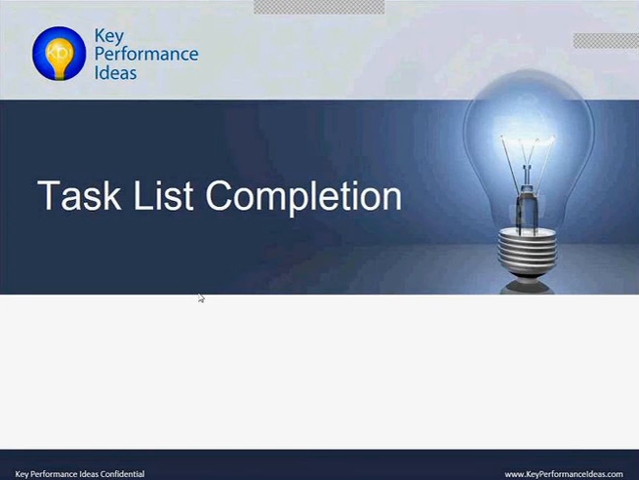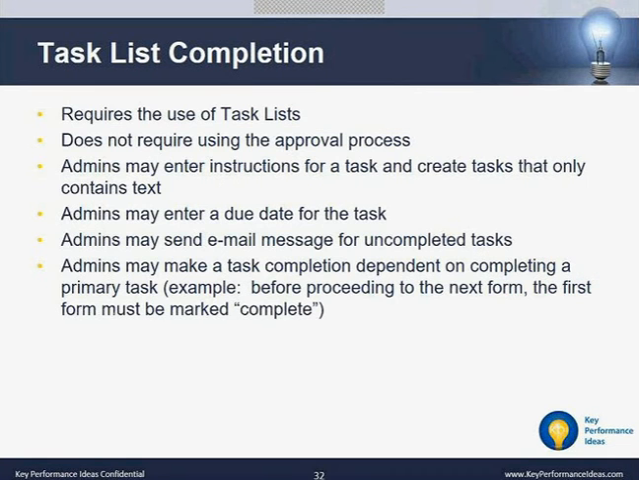So next I'm going to talk about task list completion. This can be done either with or without using the approval process. So it's kind of a more quick and dirty way to track completion status versus implementing the approval process. So task list completion requires the use of task lists. It does not require using the approval process.